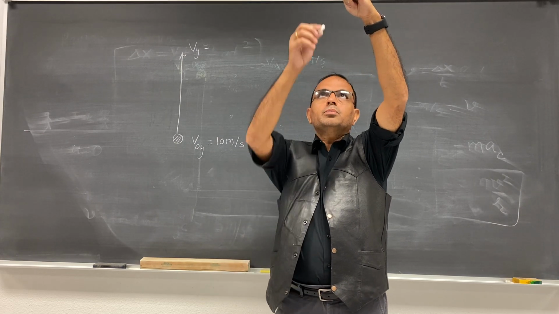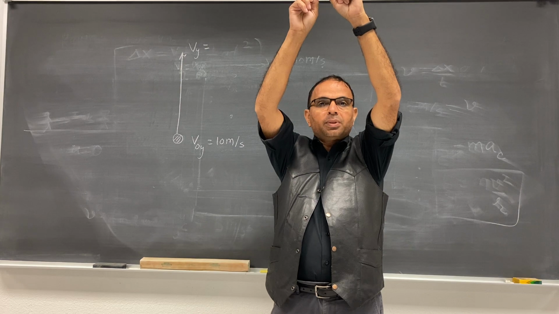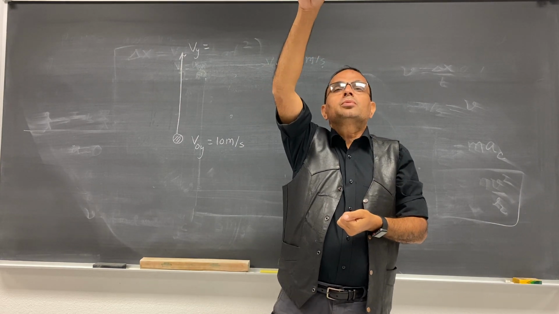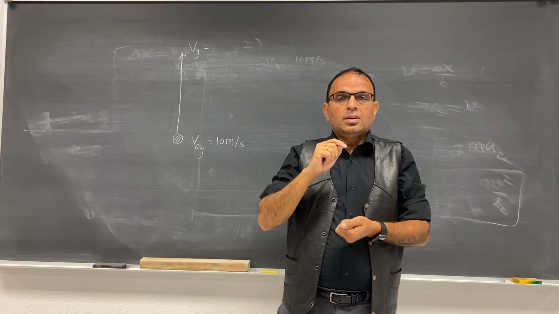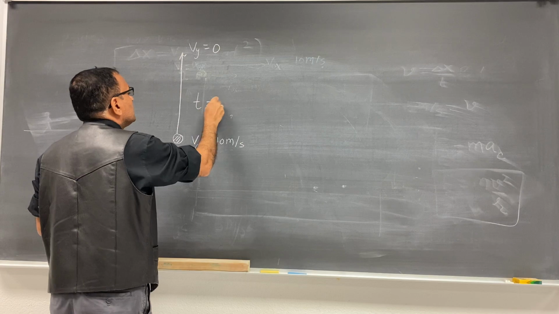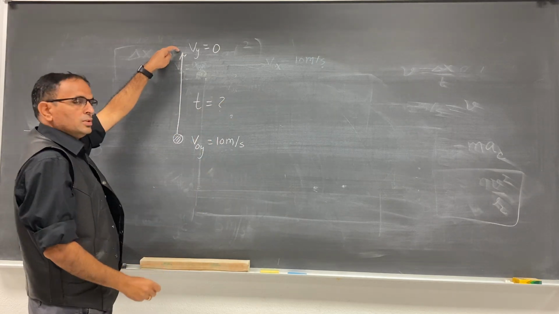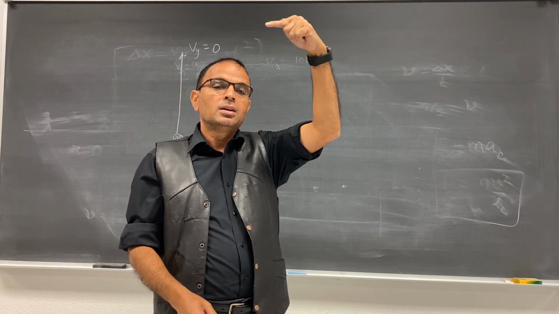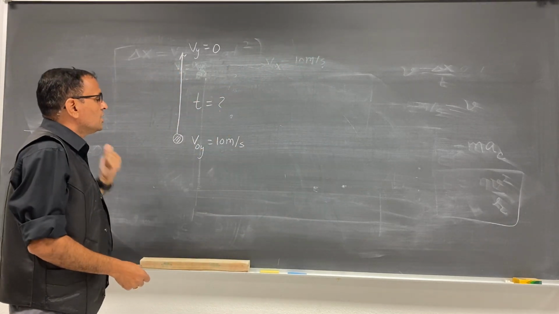Object goes up, up, up, up. Now it has to stop there so that it can come back. You understand me? So here your final velocity is 0. Okay, so final velocity is 0. So what is this time? What is the time to go from here to there only, not to come back to your hand, just to reach the maximum height? How many seconds?